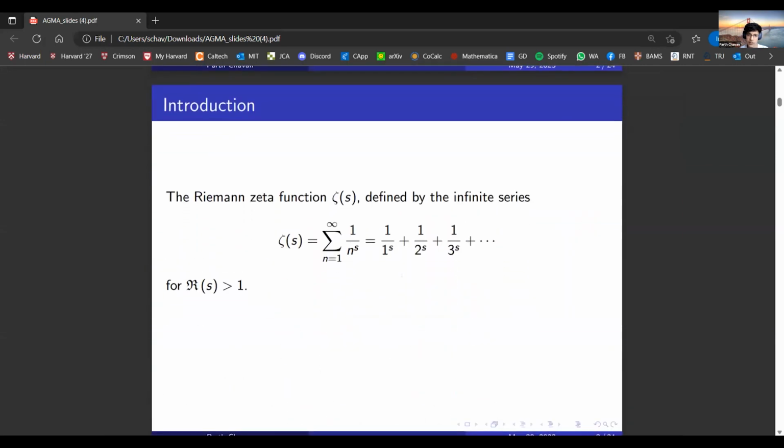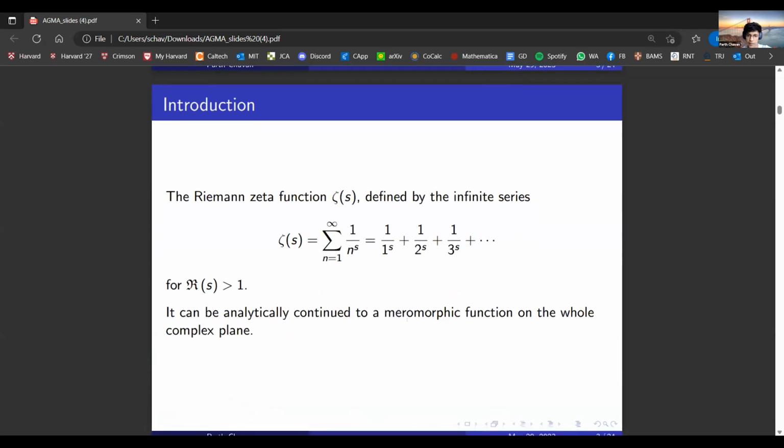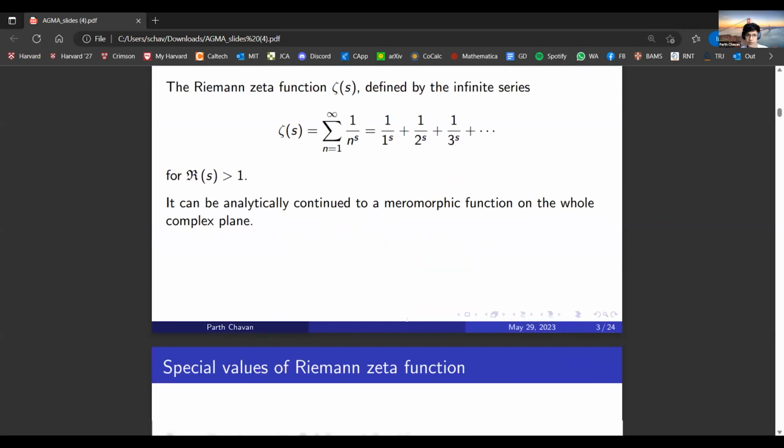The Riemann zeta function is defined by this infinite series, the sum of 1 over n to the s from n equals 1 to infinity. However, this series converges only when the real part of s is greater than 1. However, the Riemann zeta function can be analytically continued to the whole complex plane using some contour integrals. And it extends to a meromorphic function with a simple pole at s equals 1 and zeros on the line real part of s equals 1/2 and at negative even integers.